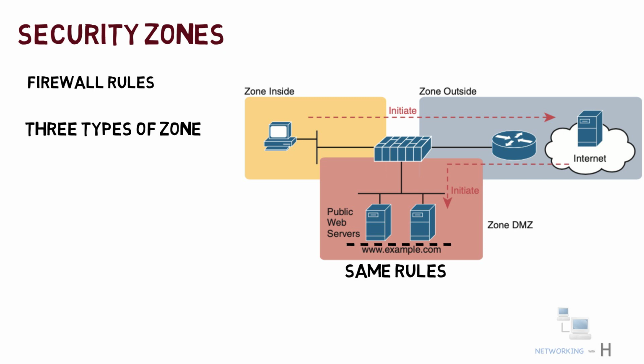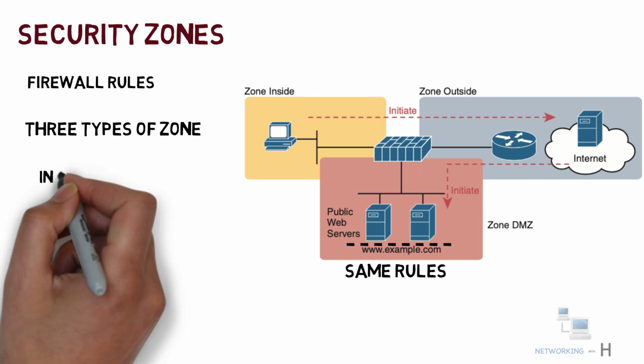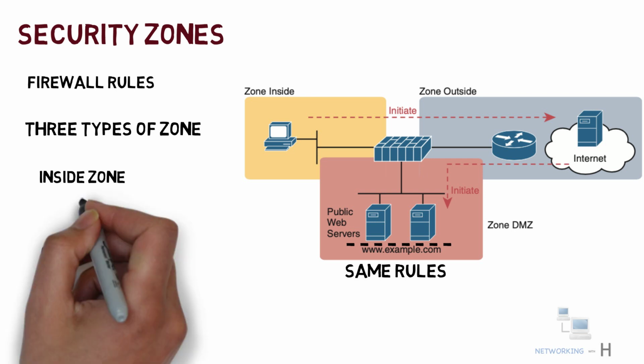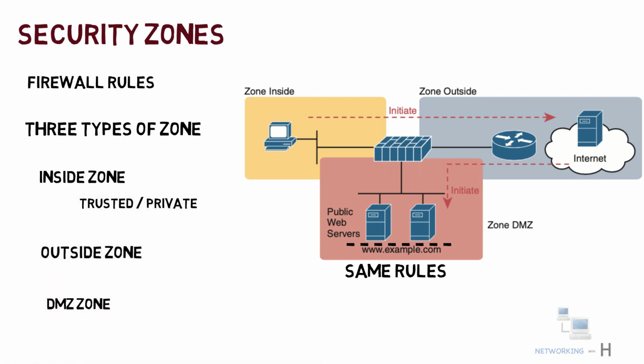You can have three types of zone in a firewall: the inside zone, the outside zone, and the DMZ zone. The inside or trusted zone is also referred to as the private zone. As the name implies, the zone contains assets and systems that should not be accessed by anyone outside of the organization. This includes user workstations, printers, non-public servers, and anything that is considered to be an internal resource. Devices found here have private IP addresses assigned in the network.